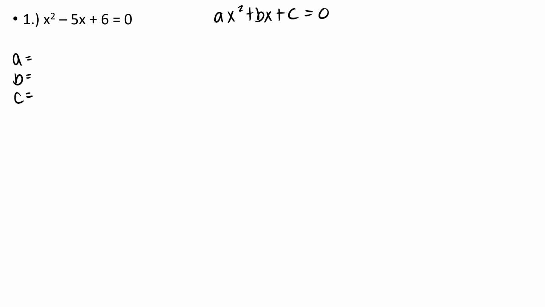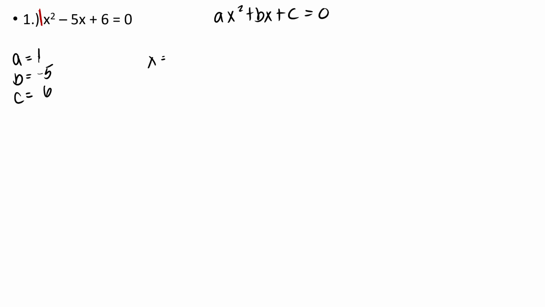Now, for my a value, we do need to remember that the coefficient of x squared is a 1. So that's 1x squared. I have seen many times students put x squared in for their a value because they simply do not see a number there. So that is a 1x squared. b is -5 and c is +6.